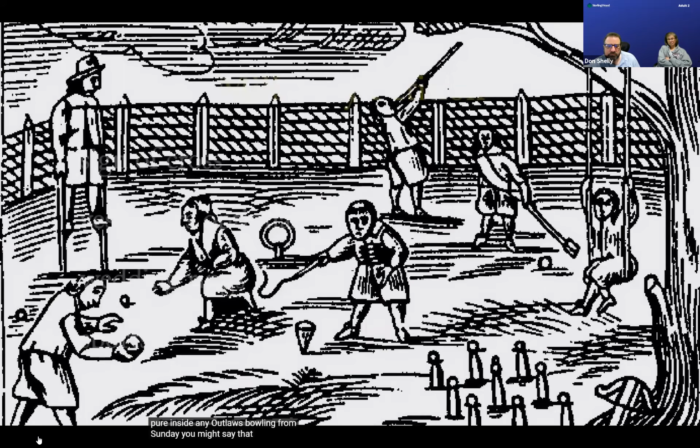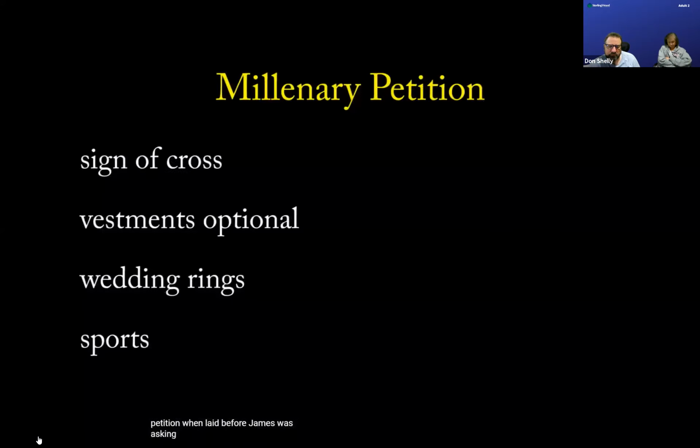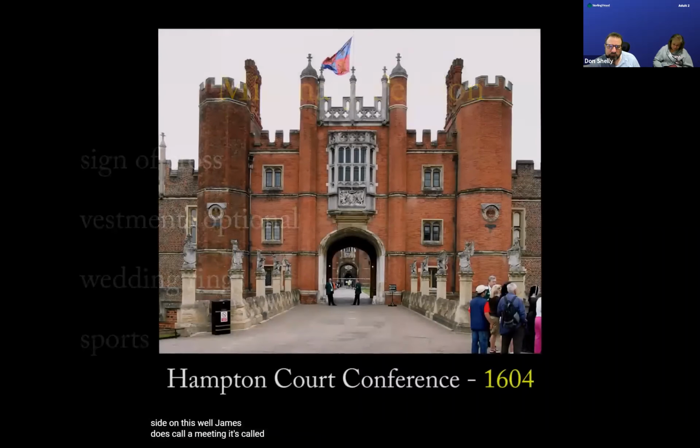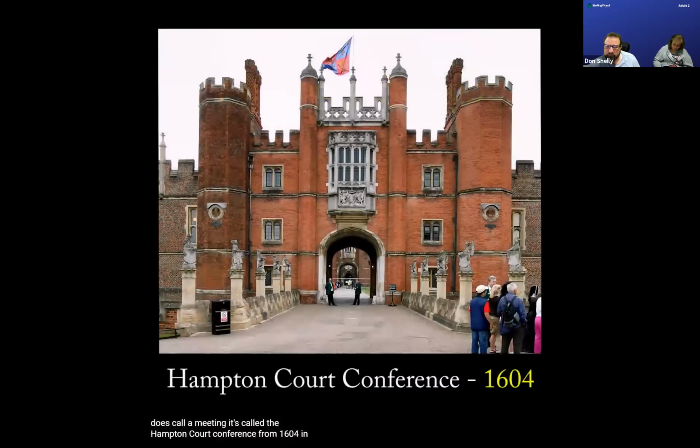You might say that the millenary petition, when laid before James, was asking for a pound when it should have taken an ounce. It was sort of spewing all of these problems onto James with the assumption, the wrong assumption they're going to find out, that James will see their side on this. Well, James does call a meeting. It's called the Hampton Court Conference from 1604, in which he brings together the leaders from the Anglican Church, and these disgruntled folks from within the church as well, who had given him the millenary petition.